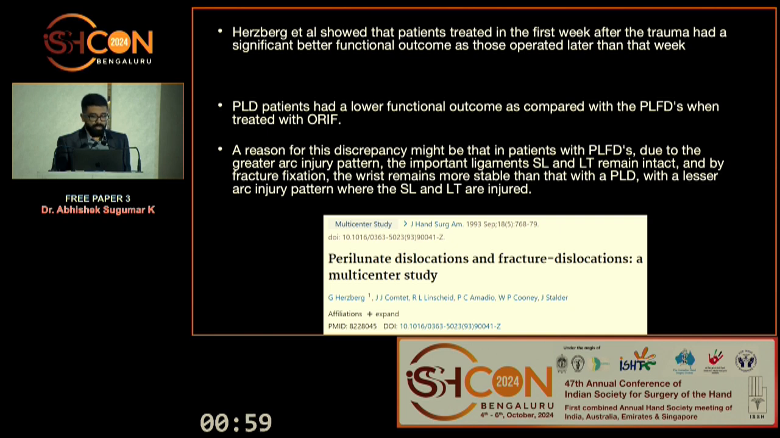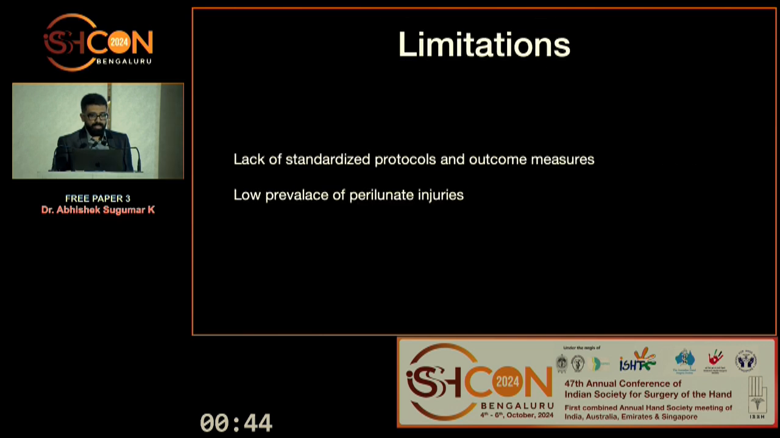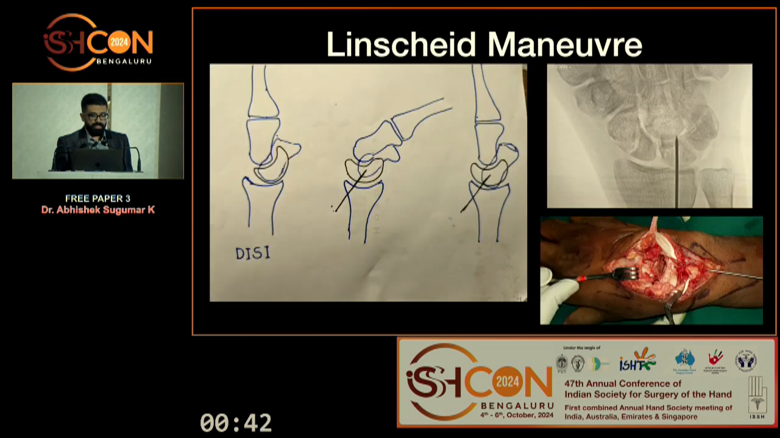The greater arc injuries, as the scapholunate and lunotriquetral ligaments are intact, also seem to provide better results compared to the lesser arc injuries. Salvage must be considered and explained to the patient preoperatively, and does not provide as bad results as we expect. Low prevalence is the limitation.